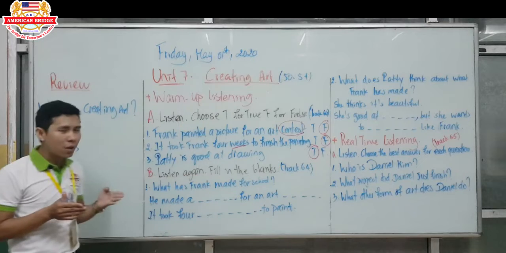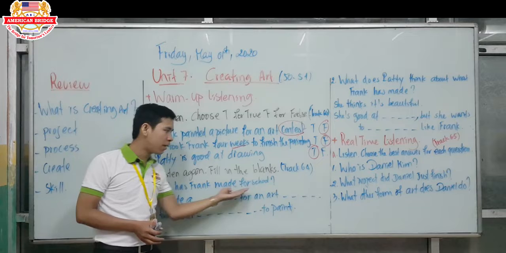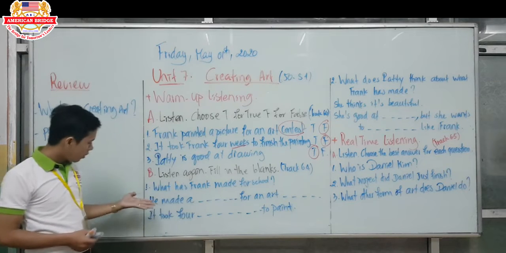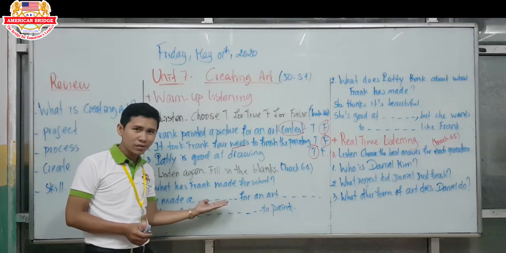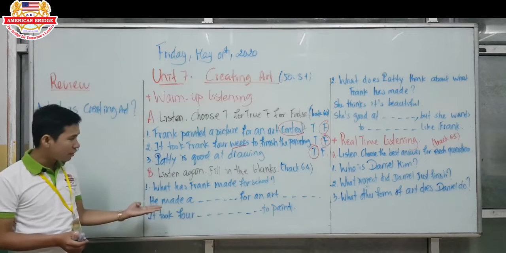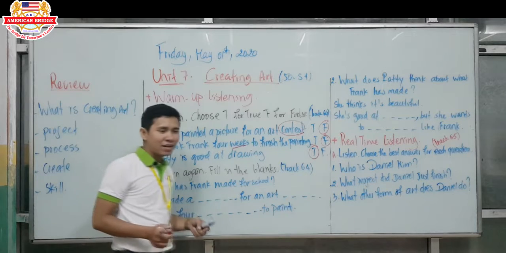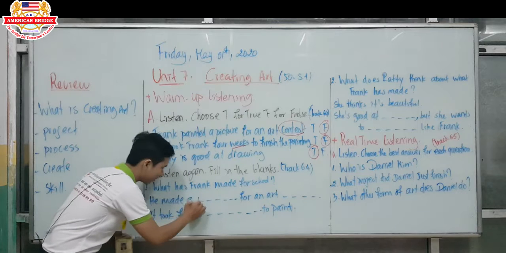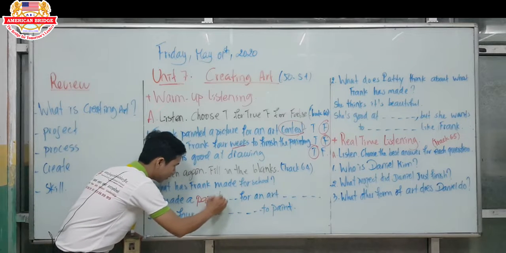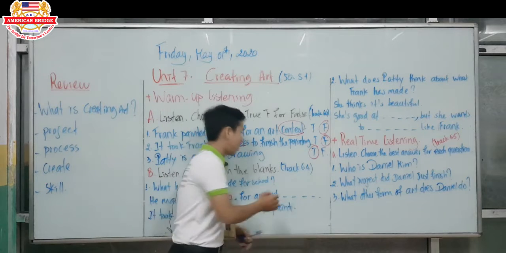Let's move on to check our answer. Number one, what has Frank made for school? He made a what? What did he make? Okay, he made a painting, right? Okay, he made a painting for an art project.